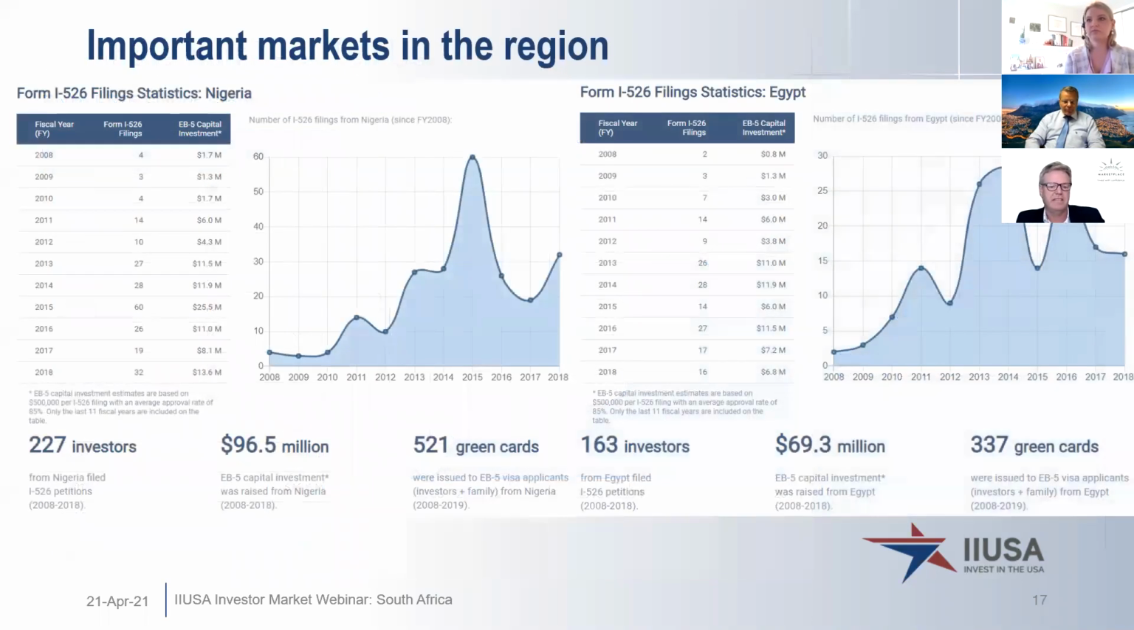Maybe we can move to the next slide. Thanks, Mackenzie. Just looking at two other most significant markets in Africa for EB5, Nigeria and Egypt. Also, the statistics are a little dated here, but Nigeria had roughly 34 filings on average for the last number of years.